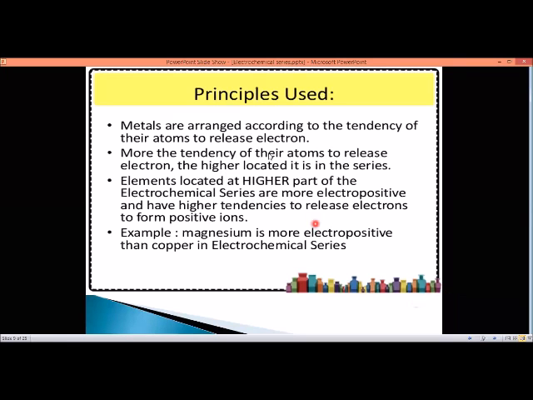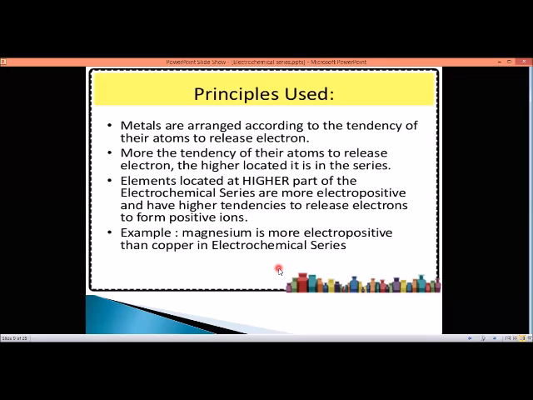So here we saw how the metals are arranged. Metals are arranged according to the tendency of their atoms to release electrons. The more the tendency of their atoms to release the electron, the higher they are located in the series. So the top of the electrochemical series will have a greater tendency to release the electron. Elements located at the higher part of the electrochemical series are more electropositive and have a higher tendency to release the electron to form a positive ion.